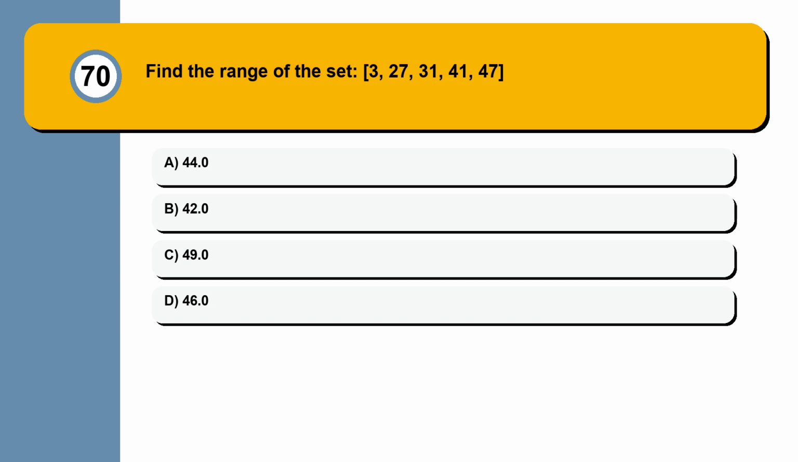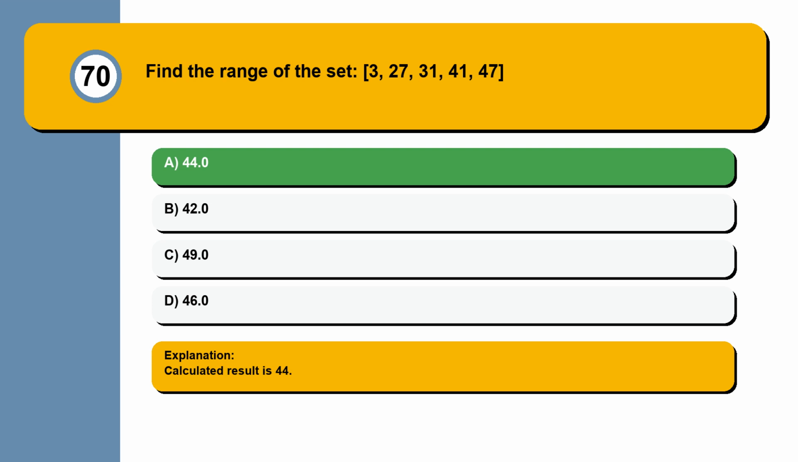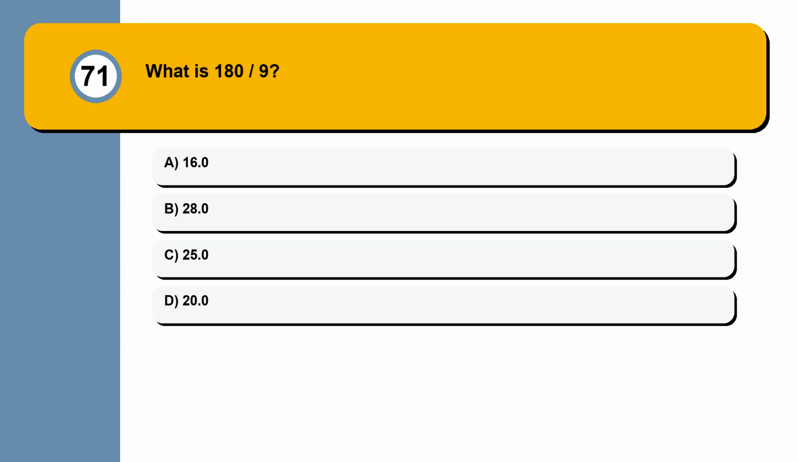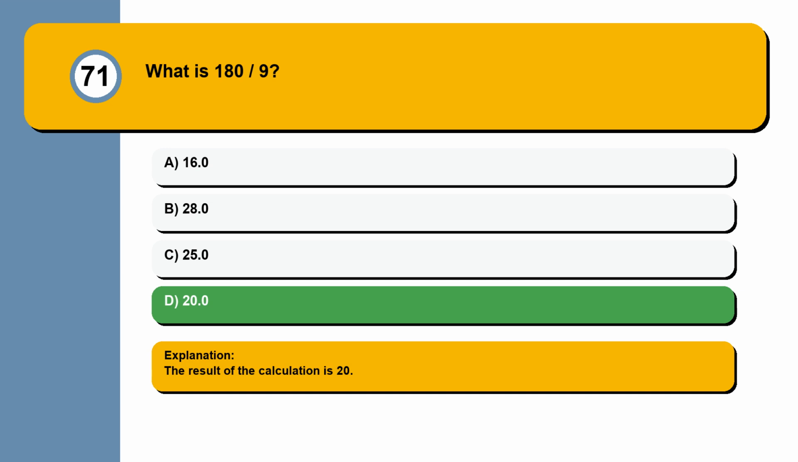Question 70. Find the range of the set 3, 27, 31, 41, 47, 44.0, 42.0, 49.0, 46.0. Calculated result is 44. Question 71. What is 180/9? 16.0, 28.0, 25.0, 20.0. The result of the calculation is 20.